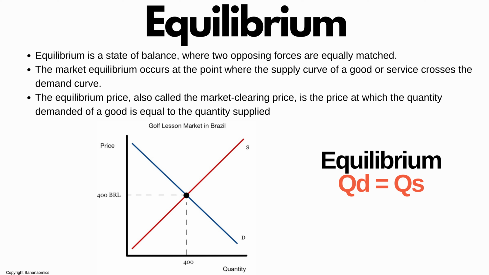Equilibrium is a state of balance where the quantity demanded and quantity supplied are equal. On our standard diagram, the state of equilibrium is shown when the two curves cross one another. In the free market economic system, equilibrium is the most efficient state of a supply and demand diagram.